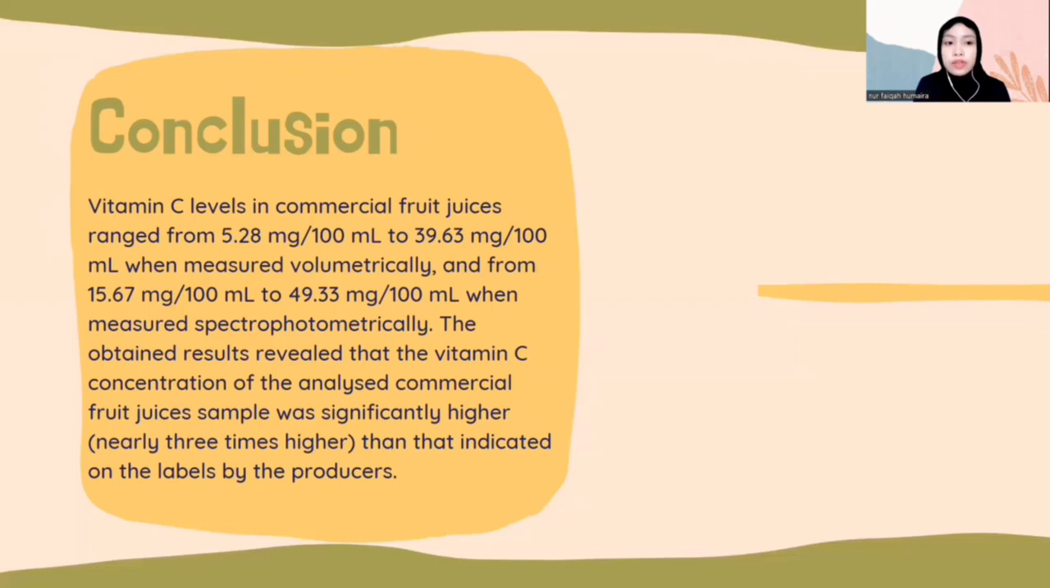Next, for conclusion, vitamin C levels in commercial fruit juices range from 5.28 to 39.63 mg per 100 ml when measured volumetrically, and from 15.67 to 49.33 mg per 100 ml when measured spectrophotometrically. The obtained result revealed that the vitamin C concentration of the analyzed commercial fruit juice samples was significantly higher than that indicated on labels by the producer.